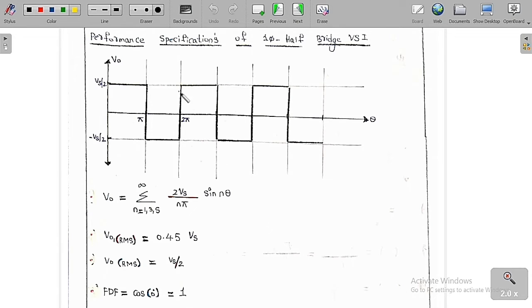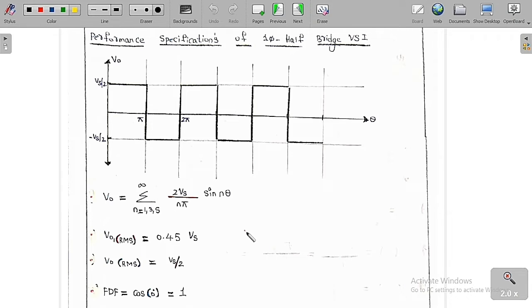Now I want to do the analysis. As it is a periodic signal, I want to write the expression of the output voltage in terms of Fourier series, with sigma n equal to 1, 3, 5 up to infinity. I have already told you the general format, which is 4 into the peak value, Vs by 2, by n pi, into sine of n omega t or n theta. So 4 into Vs by 2 is 2 Vs by n pi.